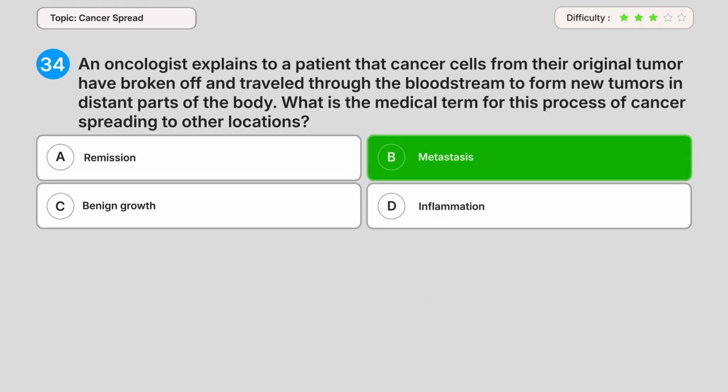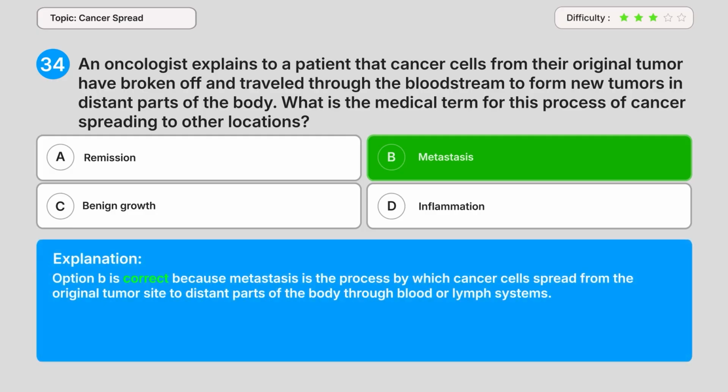Correct answer, B. Metastasis. Explanation. Option B is correct because metastasis is the process by which cancer cells spread from the original tumour site to distant parts of the body through blood or lymph systems.